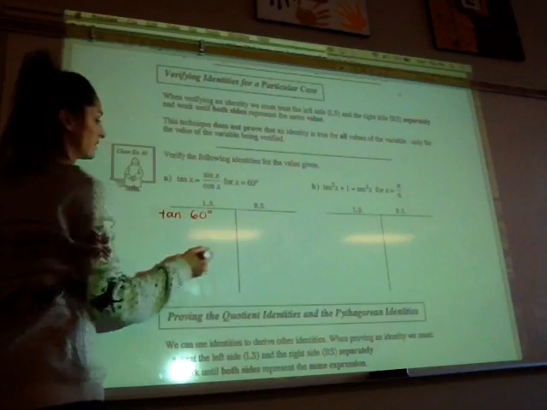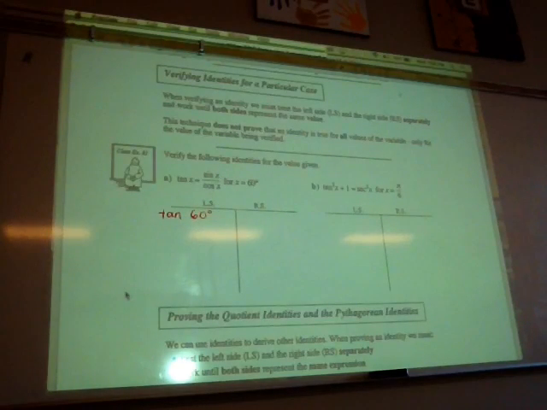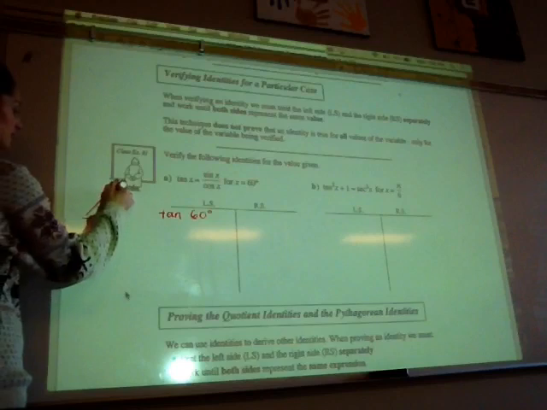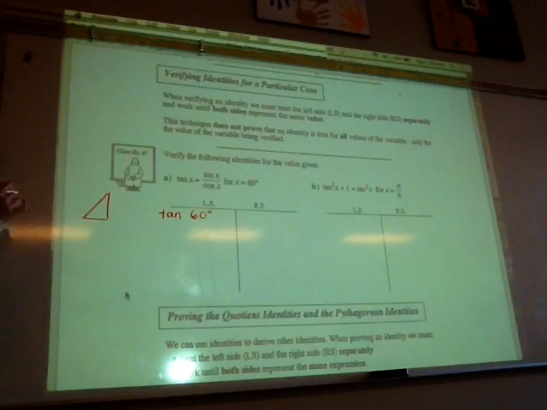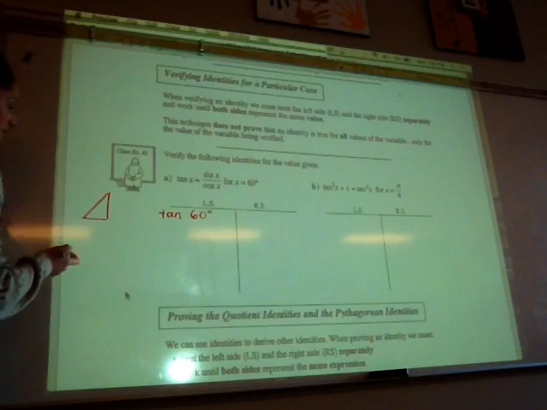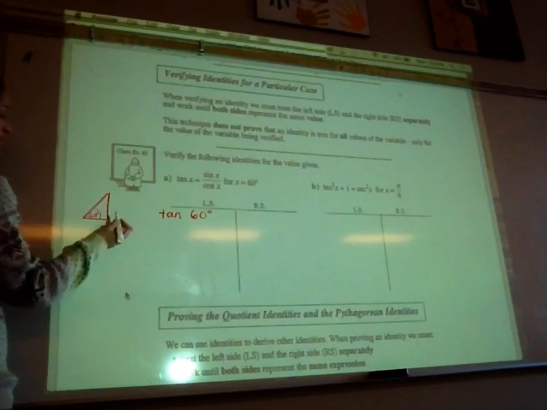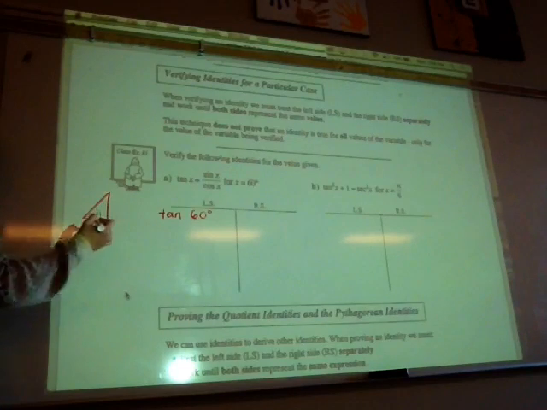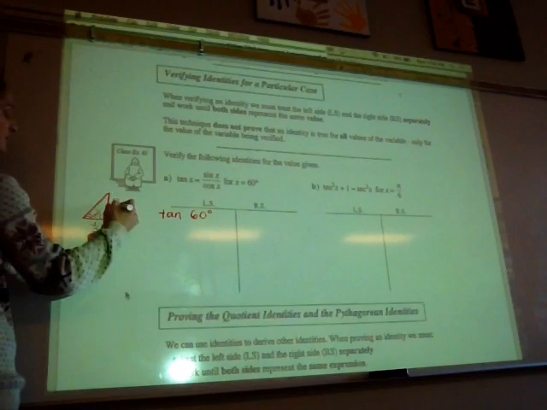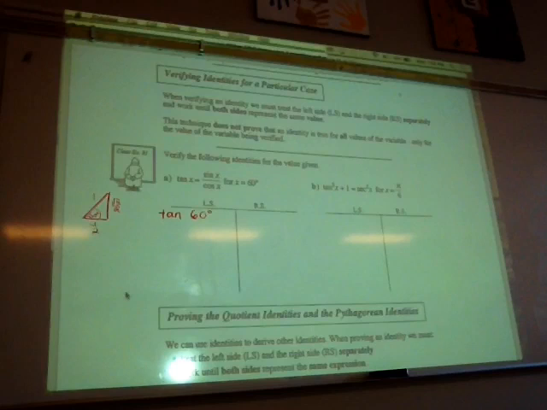We have tan 60 degrees. We're just going to recall our special triangles. We're going to prove this algebraically. I see some calculator work back there, which is fine. You'll get the same answer, just not exact. For a special triangle with 60 degrees, we have 1 over 2 as our x value, root 3 over 2 as our y value, and 1 as our hypotenuse.